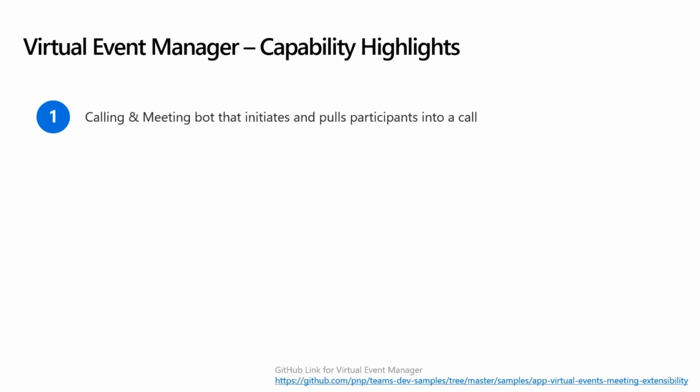The first one, of course, is calling and meeting bots. We have bots that can be registered and set up such that they can initiate peer-to-peer calls and invite more people into an existing or ongoing call by using Graph APIs for calls and online meetings. We call them communication APIs. This app sample utilizes such a bot to initiate a call and pull participants into the call.